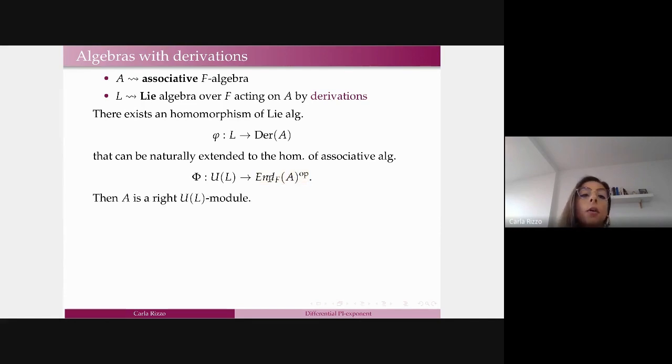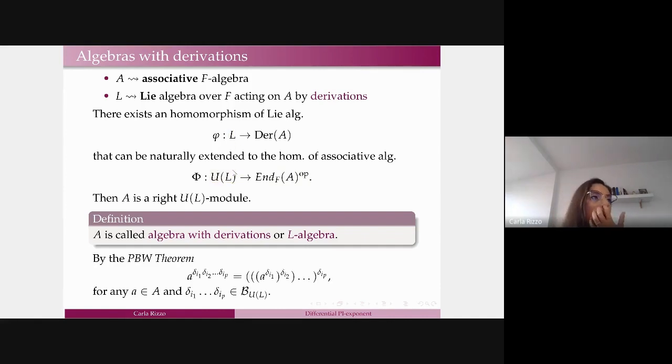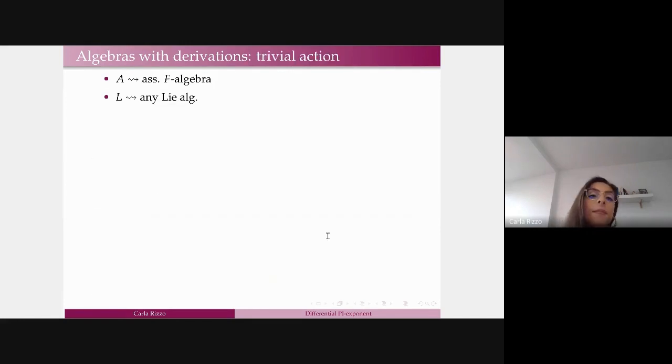Okay. So in this way, A becomes a right UL module, and we call it algebra with derivation, or L algebra. So we are considering not just the action of L, but we are actually considering the action of all of UL. So how does this action work? From the Poincaré-Birkhoff-Witt theorem, we have that, if we are acting on A by an element of the basis of UL, then this action is acting first by the first element of the basis, then second, and so on.